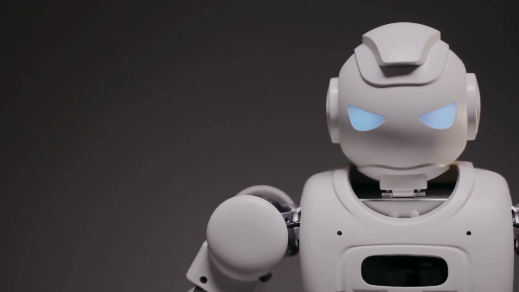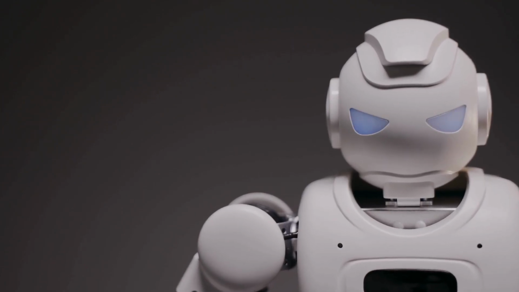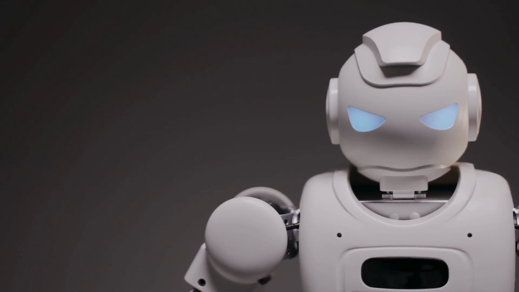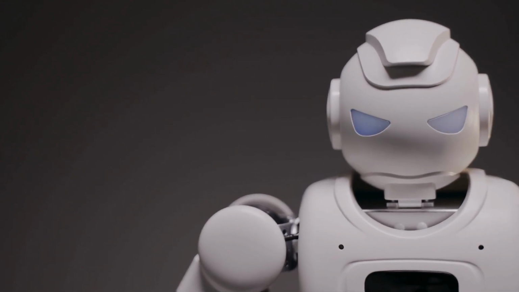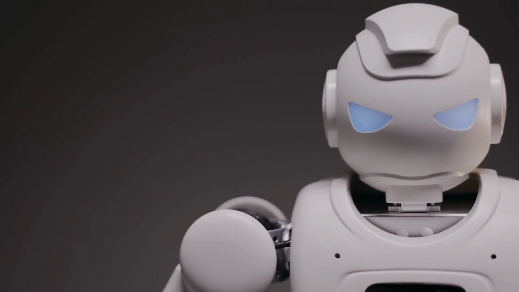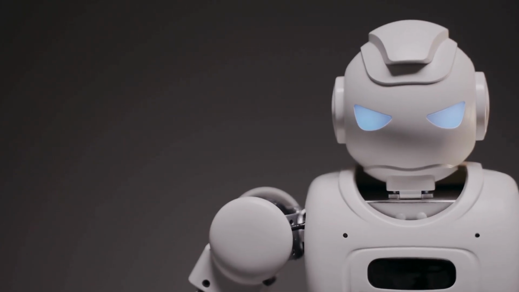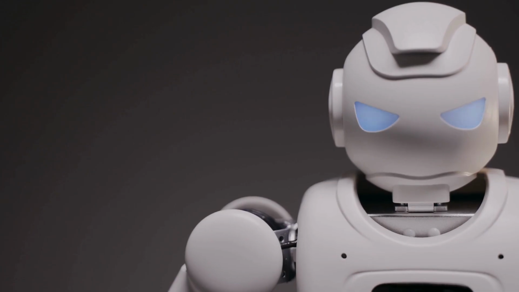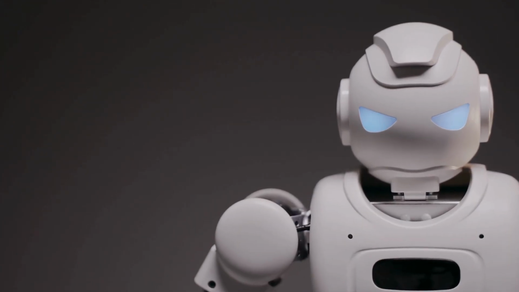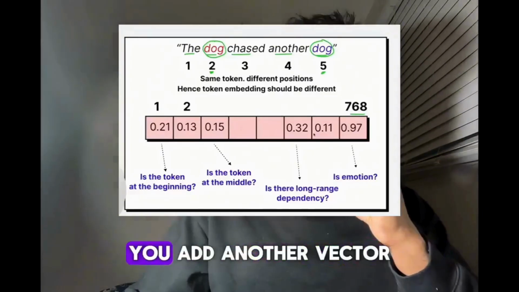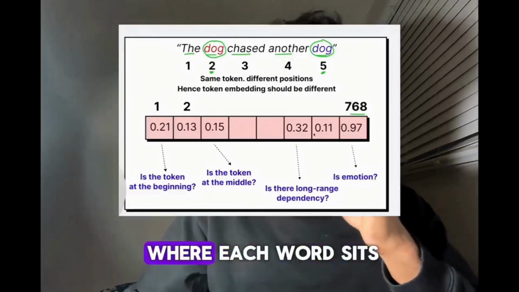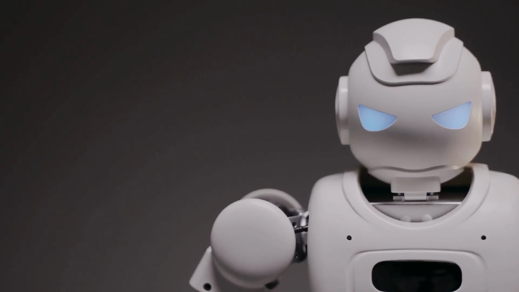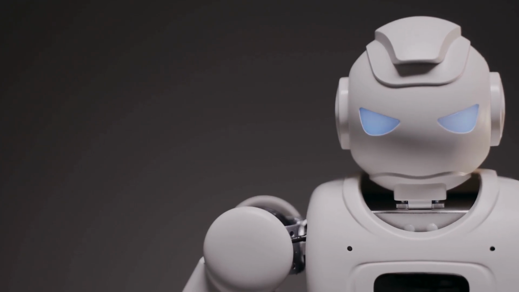But here's the problem. If we read the sentence "the dog chased another dog", we humans can understand which dog has been chased here. For the LLM, it might be confusing because both vectors of "dog" are exactly the same. So how does it know which dog is chasing and which is running? That's where the third step comes in, positional encoding. You add another vector that tells the model where each word sits in the sentence. Now both dogs are different: same word, different position, different meaning.